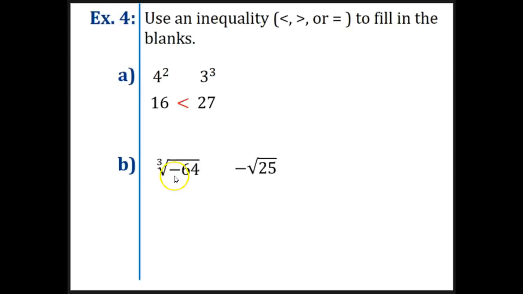Karina, what is the cube root of -64? It is -4. Excellent. What is the negative square root of 25? Karina? It's -1 times 5, which is -5. Right? So now, which number is greater? -4. So I'm going to have a greater than symbol here.